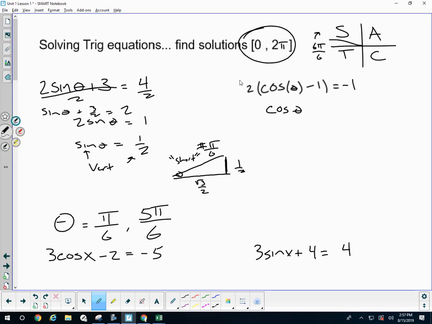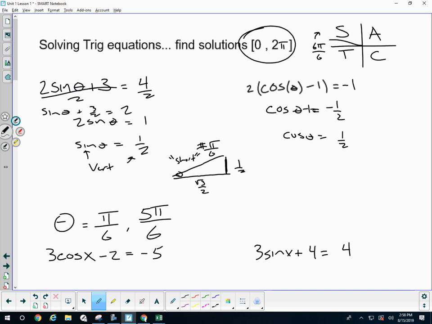If I divided by 2, since it's 2 times this entire quantity, I could have just divided everything by 2, and the 2 would have gone away, just left me with cos theta minus 1 equals negative 1/2. And then add 1, I get cos theta equals positive 1/2. And now I need to solve cosine equaling 1/2.